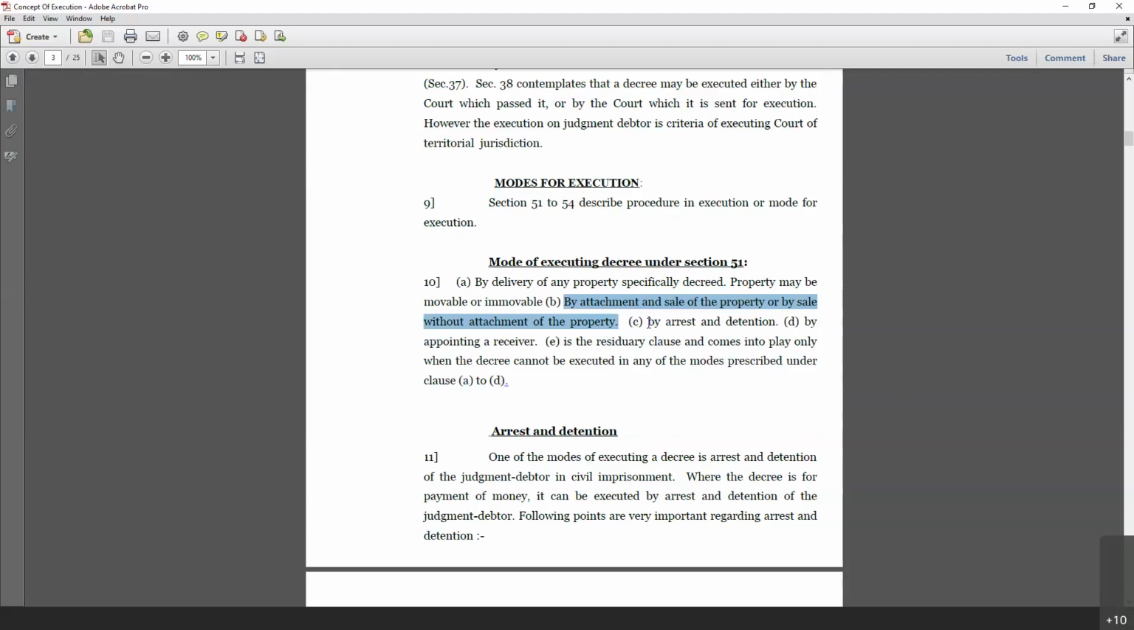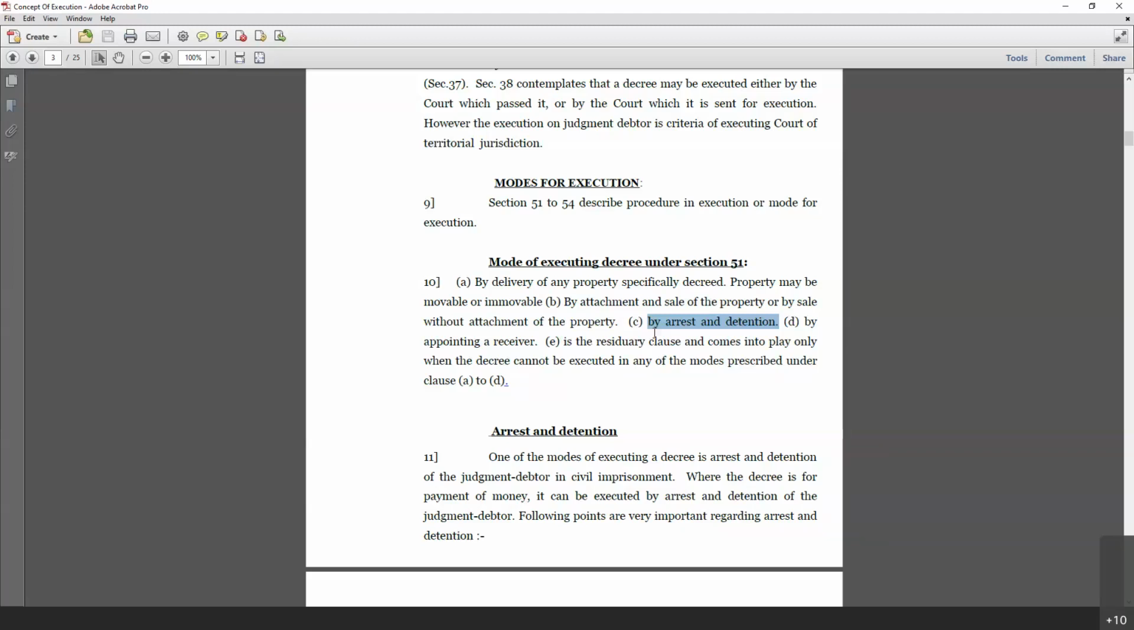Now, one extreme way of doing it, which we will come to in detail later, is by arrest and detention of the judgment debtor. Effectively, textually, what it refers to is, if the decree is not satisfied, you have the right to get the judgment debtor arrested and detained in civil prison. The interesting part, though not mentioned in the overview, is that you actually have to pay for the judgment debtor's maintenance when he or she is in prison.